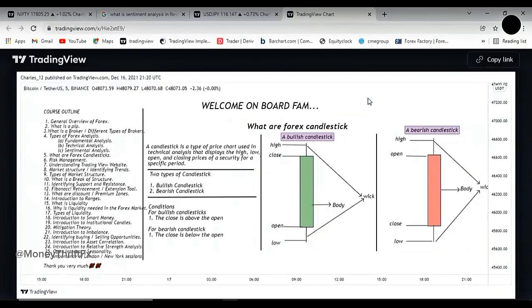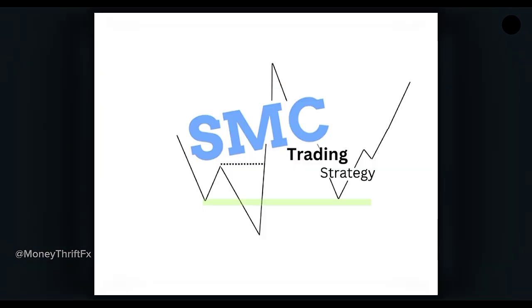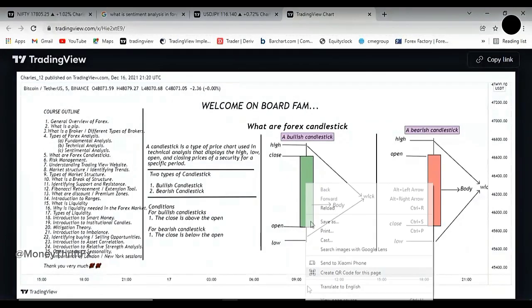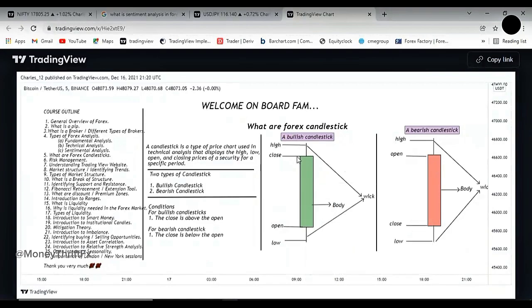Now, the condition in identifying a bullish candlestick when it forms is this: for bullish candlesticks, the close is always above the open, and for bearish candlesticks, the close is always below the open. So let me explain. From here, what you can see is the bullish candlestick. This green body is a bullish candlestick. This is a candlestick that is buying. When the market is buying, this is the kind of candlestick it forms. When the market is selling, this is the kind of candlestick it forms.